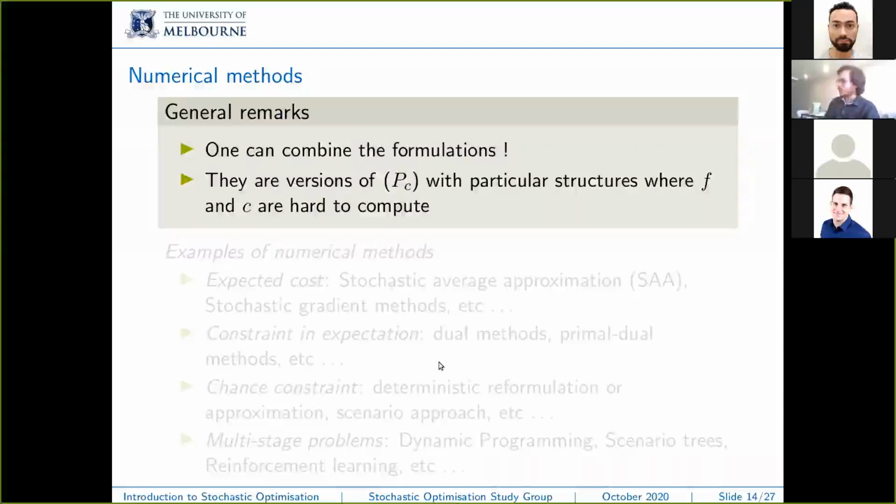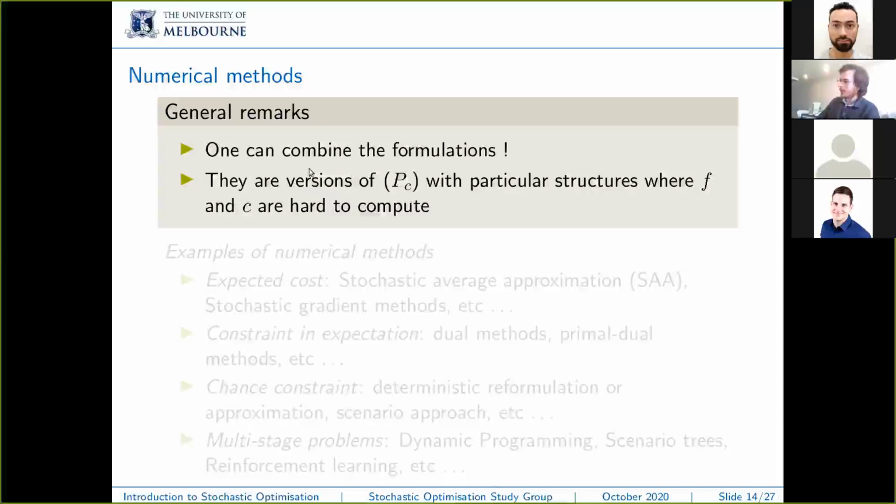This is basically it for the different types of problems I wanted to present. Now I want to talk a little bit about numerical methods, just a broad view on numerical methods that are available for this type of problems. I've got two general remarks. The first one is that we can combine the formulations, so you can have expected cost with chance constraint. You might have expected constraint with recourse, so you can combine the concepts.